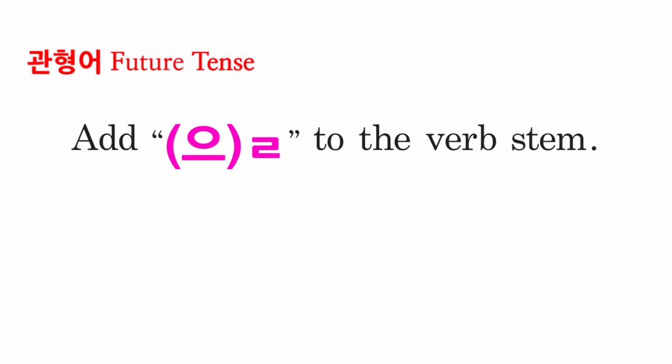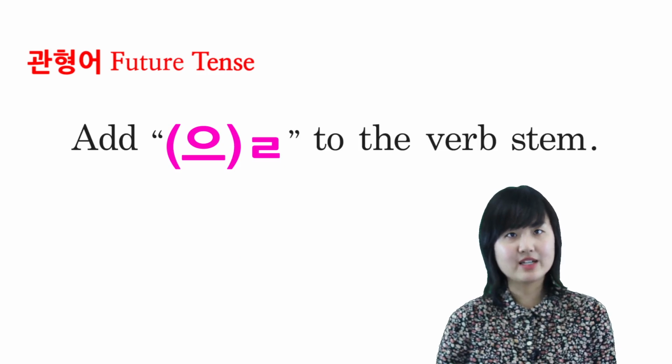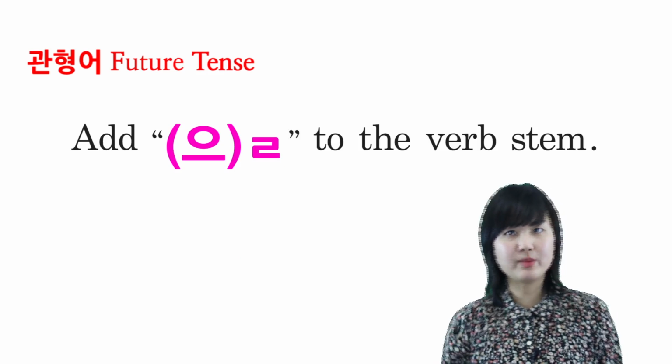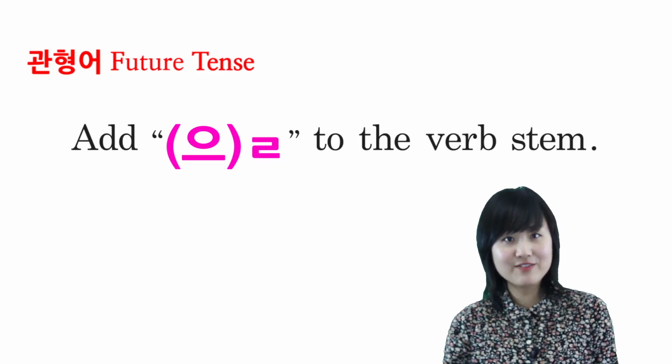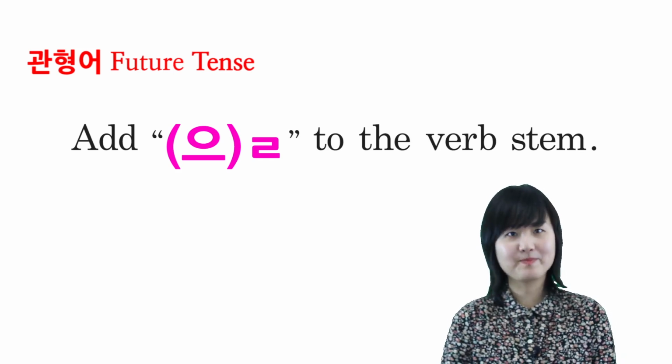The next thing that we're going to study is the future tense of 관형어. Examples of the future 관형어 are like the book that I will read, the college that I will go to, the food that I will eat. Let me show you the rule first. So simple, huh? As you see, it doesn't matter whether the verb is an action or a descriptive verb. Simply add a different form depending on the final consonant to the verb stem.